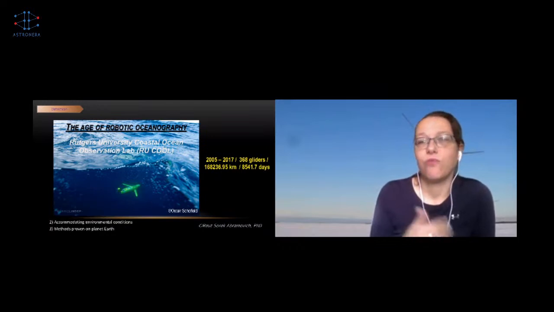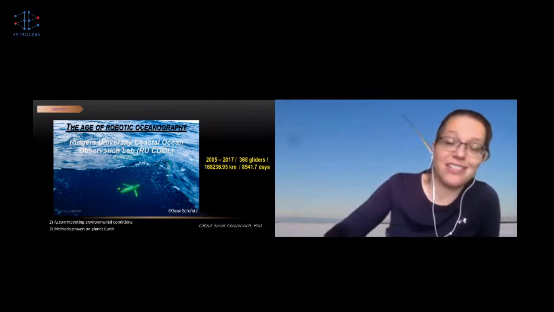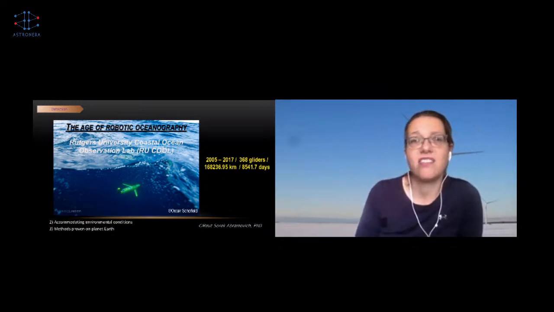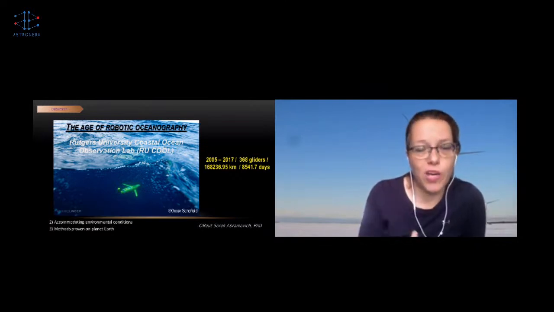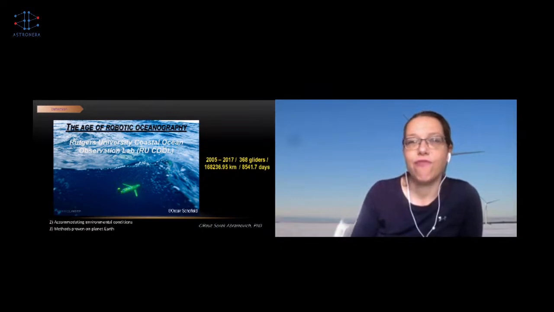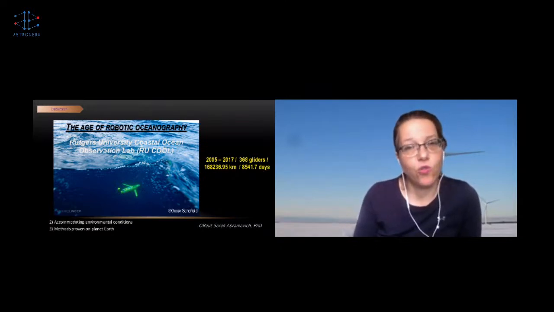So these gliders have revolutionized not only the science that we're doing, but also they enabled high school students in the United States to guide these gliders and understand how they find their way in the world, what type of oceans there are, and what the difference is between the different oceans. They have revolutionized how we understand oceans.